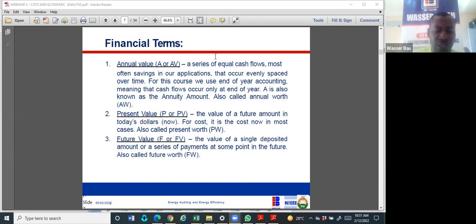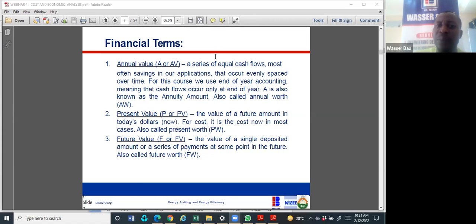Let's say you invest 200,000 in building your renewable energy system, and instead of paying 20,000 every month, you are paying 10,000. It means your savings is now 10,000. So your annual, or in this case monthly, worth or monthly savings is now 10,000. So that is what we call annual value, or A.